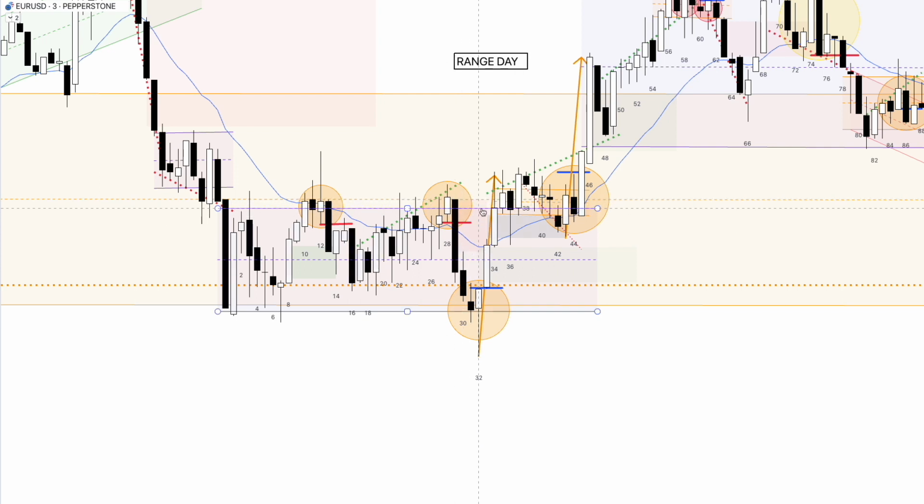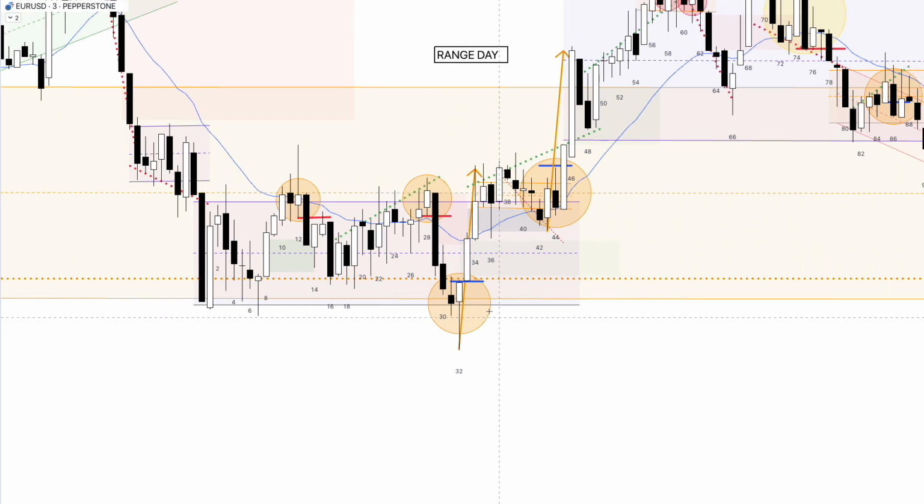It is at the EMA. It is at the top of the trading range. Yeah, that's not a bad short trade. Again, you're just taking a one bar scalp.